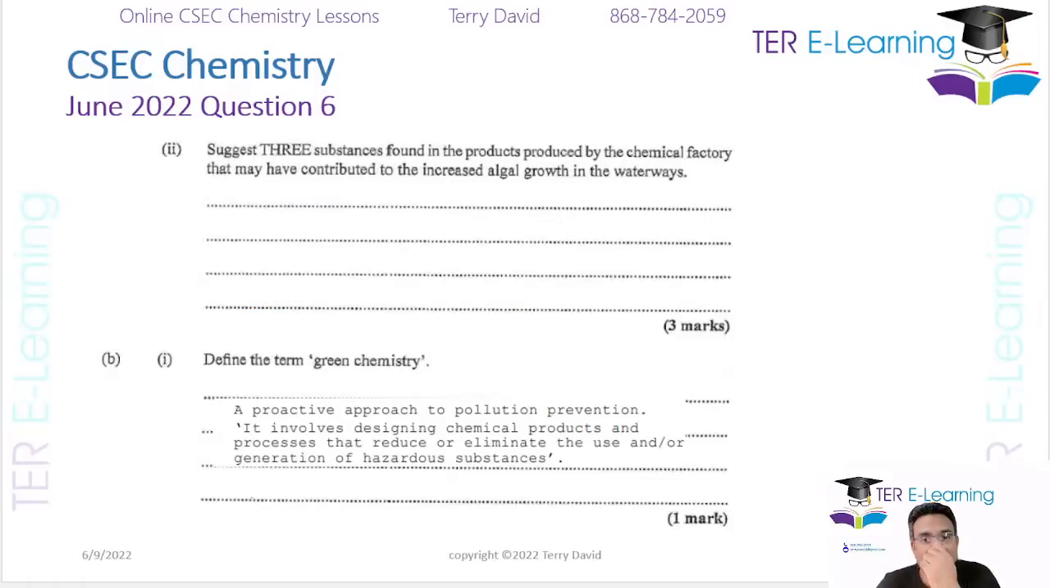All right, now, suggest 3 substances found in the products produced by the chemical factory that may have contributed to increased algal growth in waterways. What did you all say for that one? What causes algal bloom? That's essentially what we're doing here. What causes algal bloom?